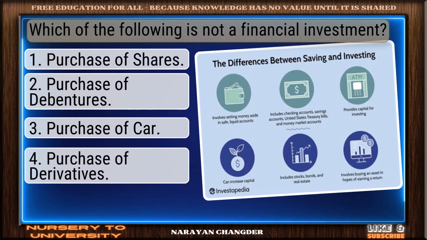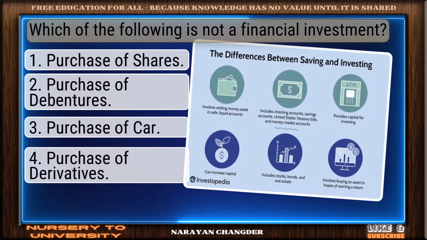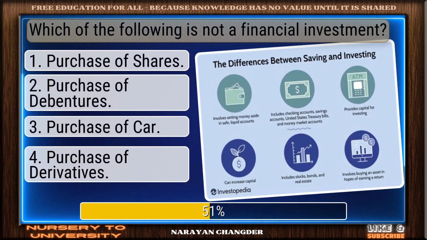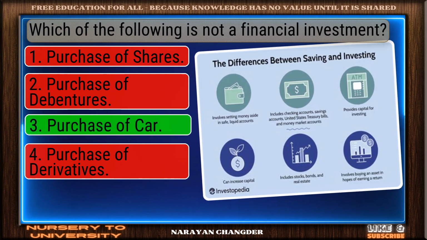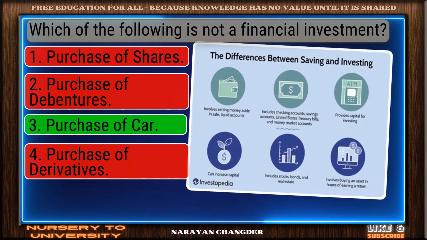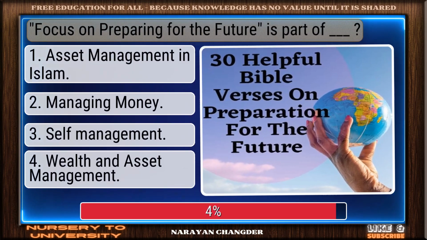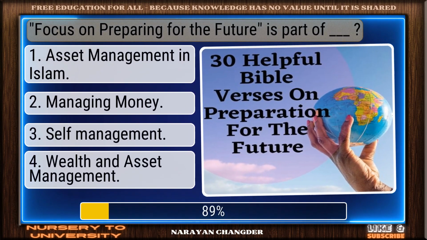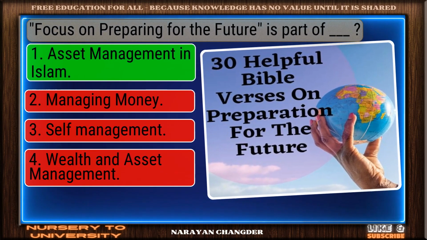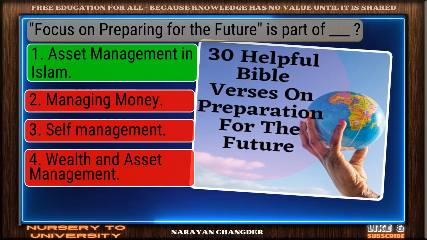Which of the following is not a financial investment? Solid response. Purchase of car is a valid choice. Focus on preparing for the future is part of Dash. You chose asset management in Islam, and it is correct.